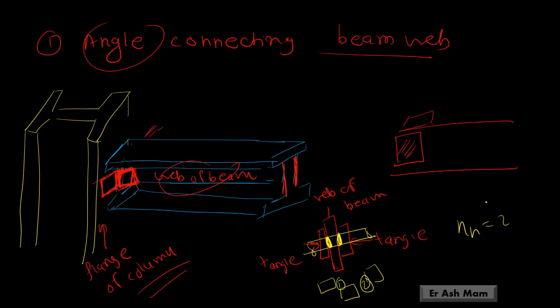Therefore, Nn equal to 2. It is called double shear.